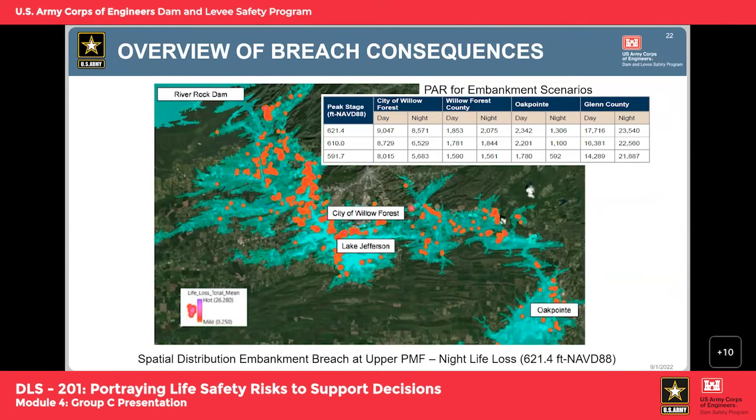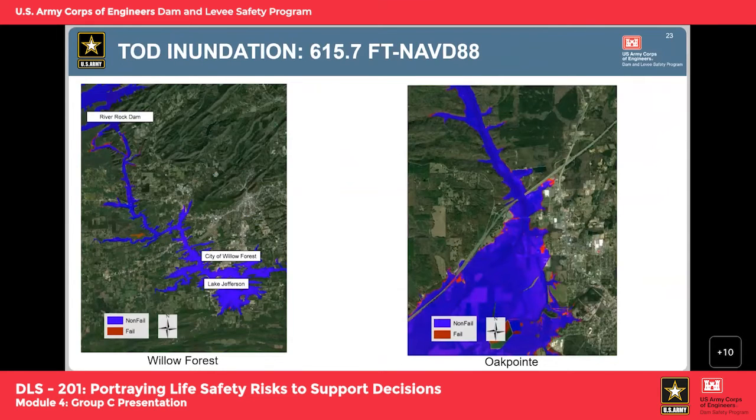Okay, next slide. Almost through the consequences. Just to help visualize this in a different way, this is the top of dam inundation downstream of the dam. On the left shows the dam in the top left with the city of Willow Forest down to the bottom right, and then the right-hand figure is for the city of Oak Point. This helps visualize how the inundation boundaries between the breach and non-breach scenarios are very similar for the spillway failure mode, which makes sense with the limited incremental releases from that spillway breach.